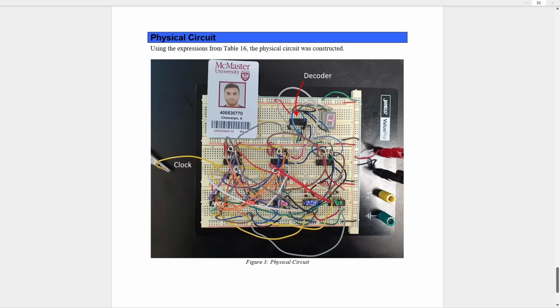So the top 3 flip-flops are Q1, Q2, and Q3 that go to the decoder, and the bottom 2 flip-flops are the counters. As well, on the logic gate ICs, the top gates are the ones that go to J and K, and the bottom ones are just the ones that helped in building the expression. Now this is a video of it working.